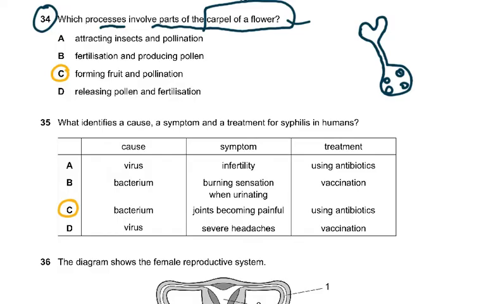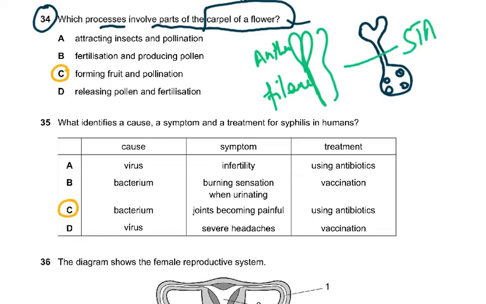Now anything to do with pollen or pollination is the anthers. The anther and the filament together are called the stamen. I always say it's very easy to remember this: stamen, S-T-A-M-E-N, is the male part of the flower. So anther and filament is the stamen.